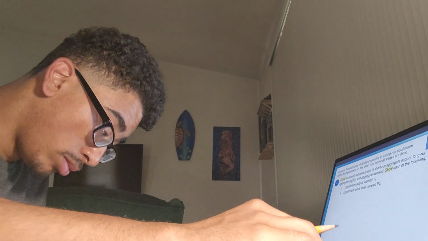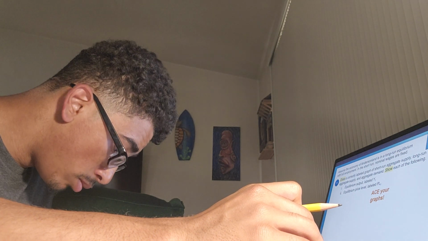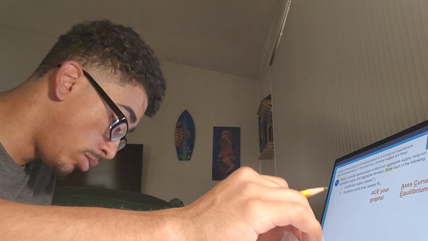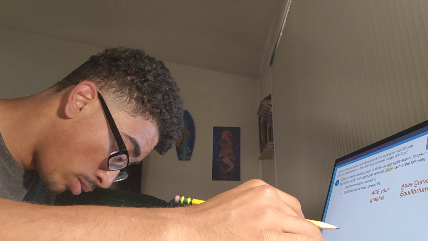Follow those directions. Now, when drawing a graph, I'm sure you've heard this before, ace your graphs. Okay, keep that word ace in the back of your mind. Ace means make sure you identify your axes, your curves, and your equilibrium. If you do that every time, you will earn points.